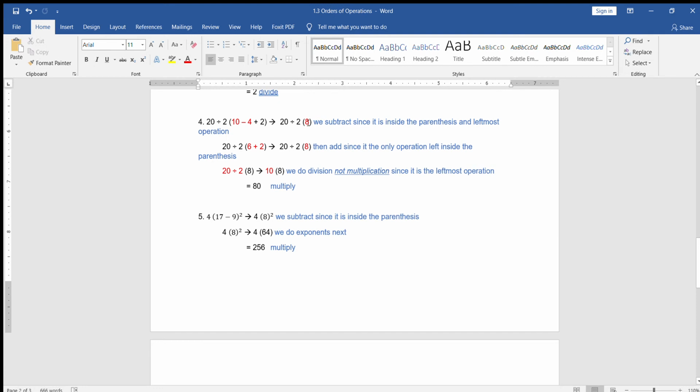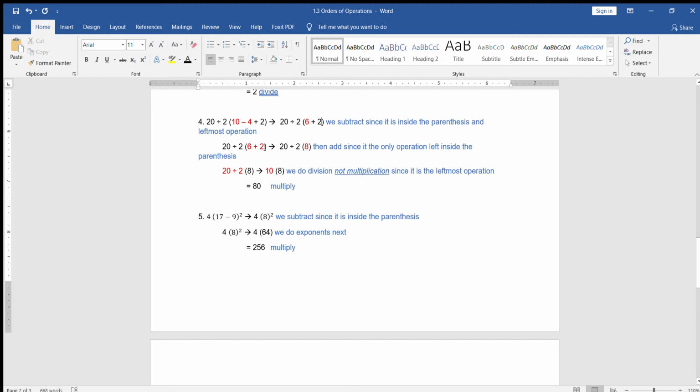Oh shoot, my bad on this. 6 plus 2. Now what we do is 20 divided by 2 times 6 plus 2, which becomes, now we do the addition, 6 plus 2 is 8. So it's 20 divided by 2 times 8.